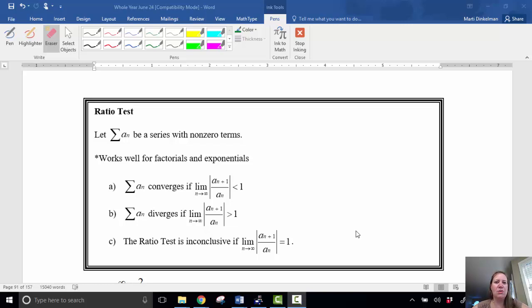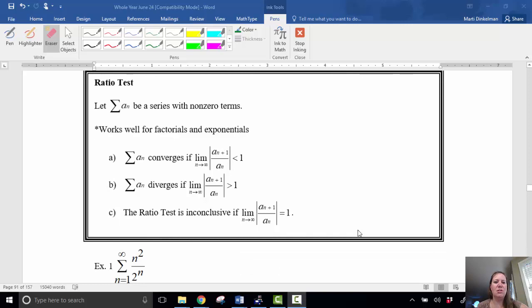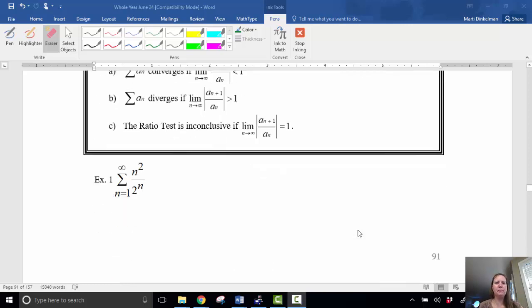The problem is when it's equal to 1. Then we're inconclusive because we just can't tell for sure in this particular test. So if you get 1 as your answer to your limit, basically you just chose the wrong test and you have to decide to do something different. All right, let's go ahead and look at an example.